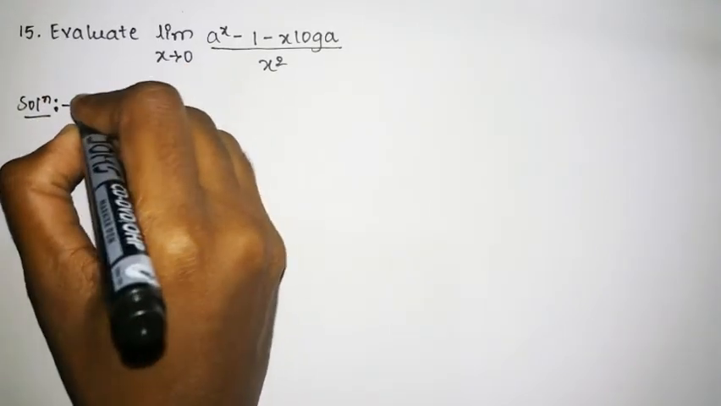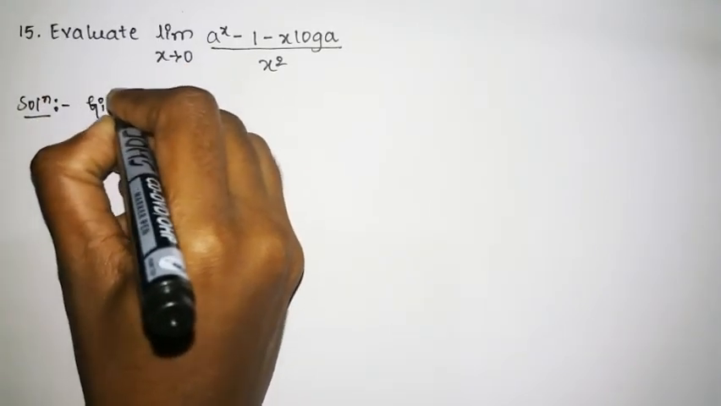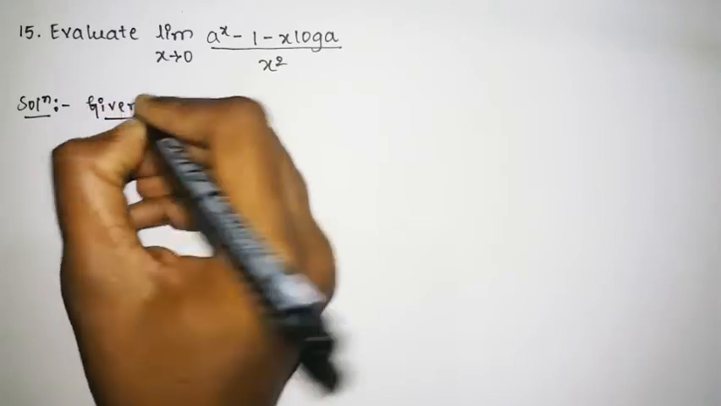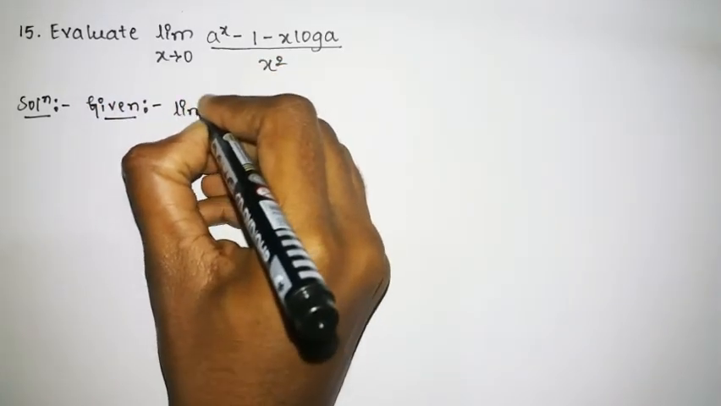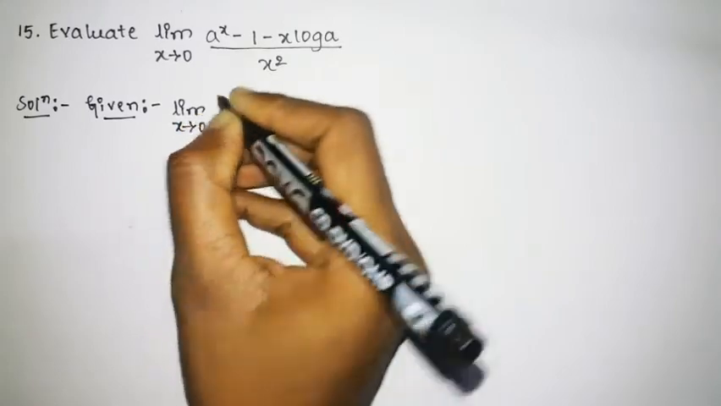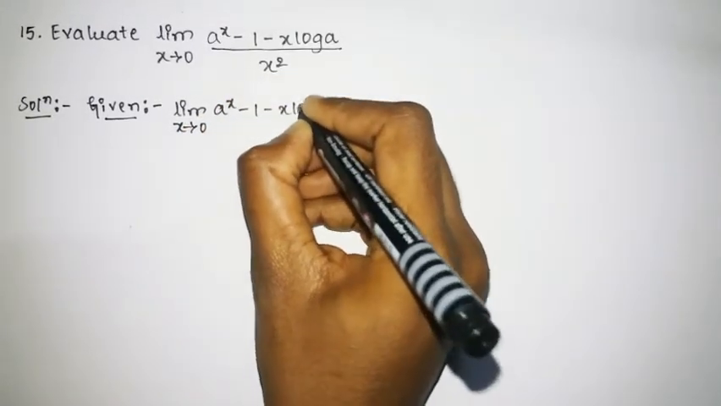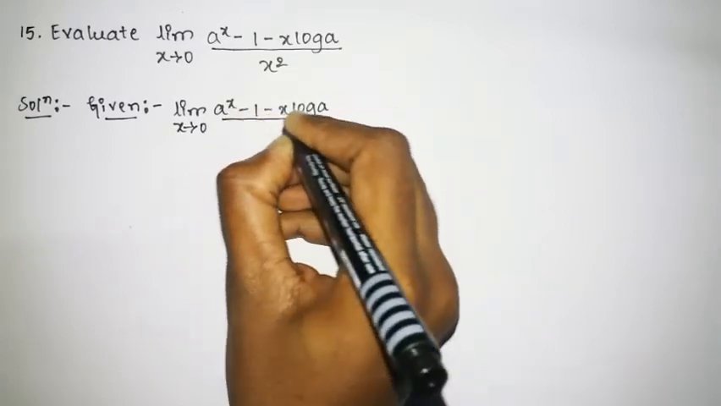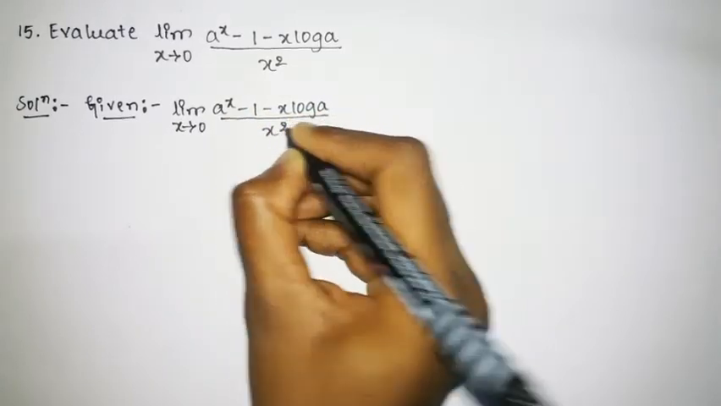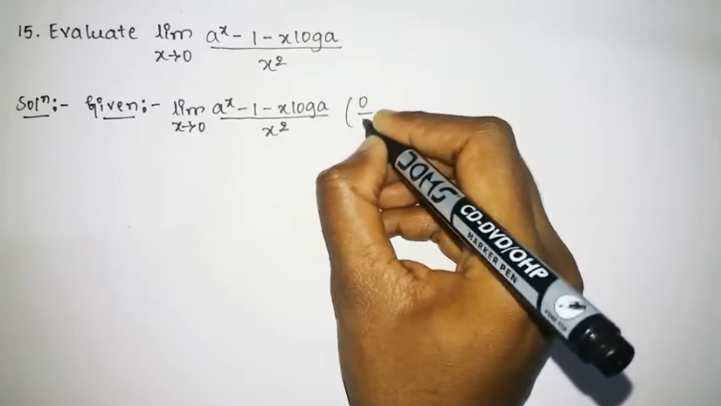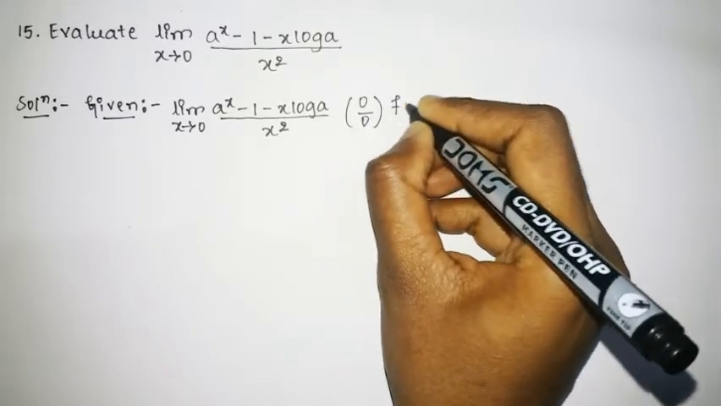So solution for this, first we shall write the given. The given is limit as x tends to 0, a to the power x minus 1 minus x into log a whole divided by x square. So by observing we can see that this is of the form 0 by 0 form.